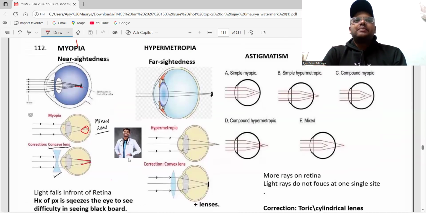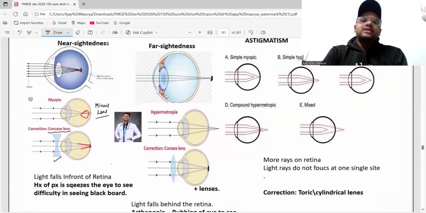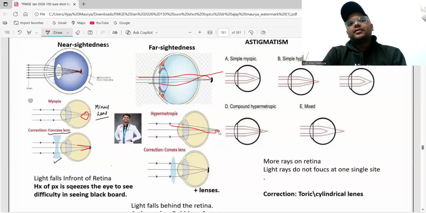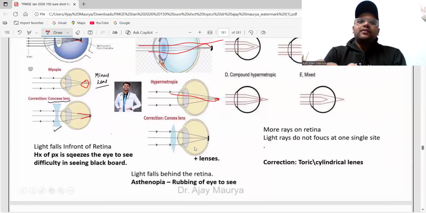Next one is hypermetropia. In hypermetropia, light falls behind the retina. It must focus here, but the light falls behind the retina. This is hypermetropia, so that's why we correct it with convex lenses.